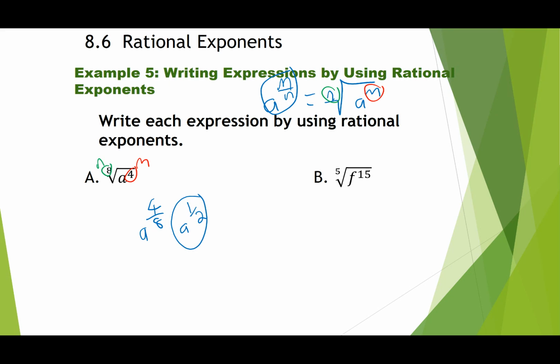So in part B, it's the same thing, same story. F is the base, 15 is my m, which makes it my numerator, and 5 is my n, right? So it's going to be 15 over 5, which is the same as f to the 3rd power, right? 15 over 5 simplifies to f to the 3rd power. All right. It's as simple as that. It's really just relocating some of those numbers. Not the most complicated thing in the world. We're not really doing math. We're just doing conversions in a way.